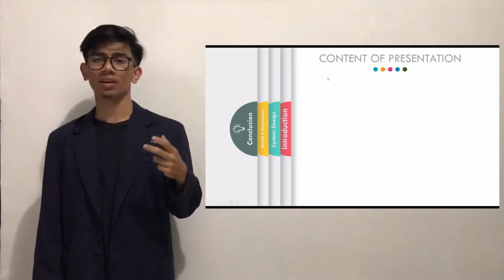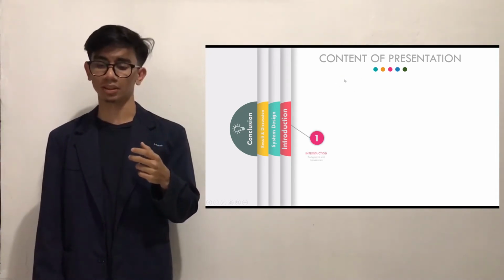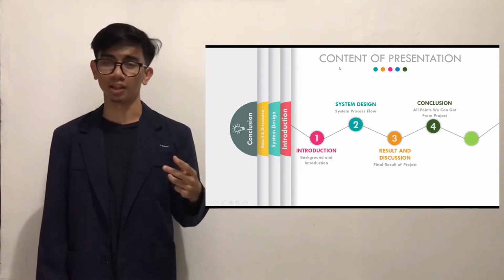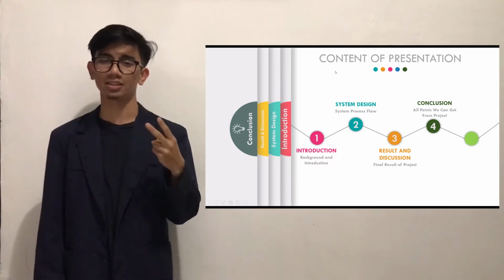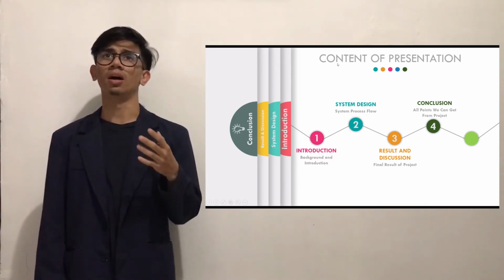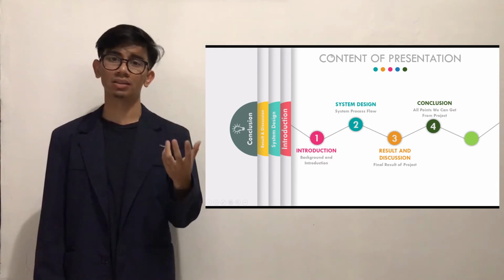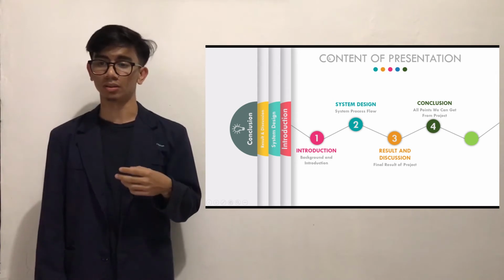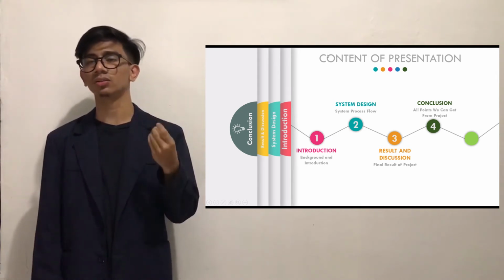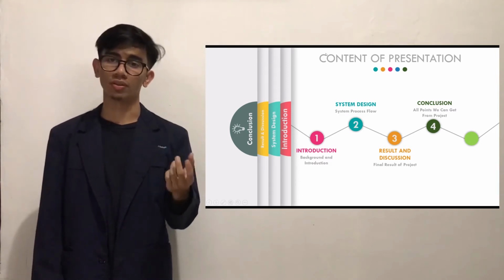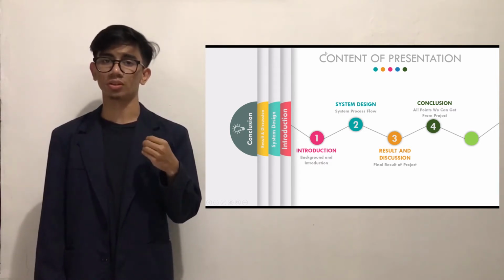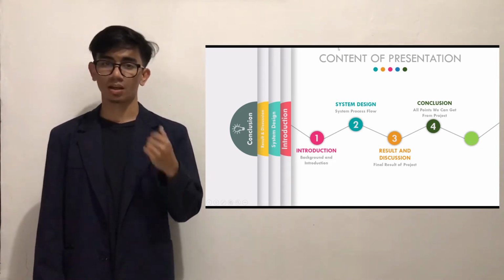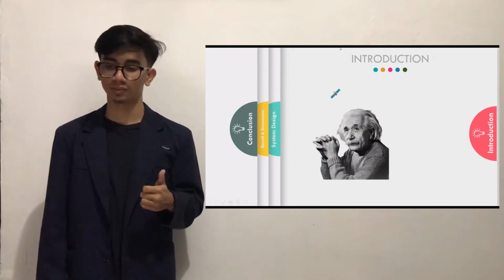Okay, here we have the content of the presentation. Number one is the introduction, which is about the background of why we made this project. Number two is the system design, which is about the structure and the operating system. Number three is the result and discussion of the project. And number four is the conclusion. So let's move on to the introduction slide.